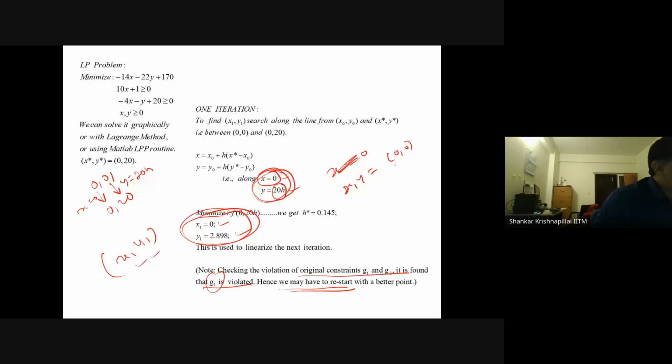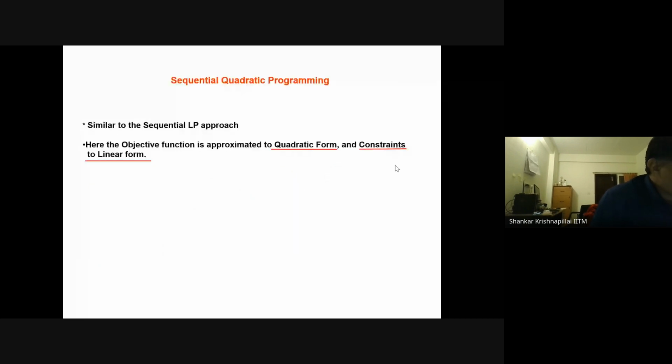So you can see that this sequential linear programming is not a good method because it is too approximate. When you linearize a complex objective function, it will lose all the important information. So sequential linear programming is not a very good method. Then there is something called sequential quadratic programming, which is an improvement over sequential linear programming. That is more widely used.